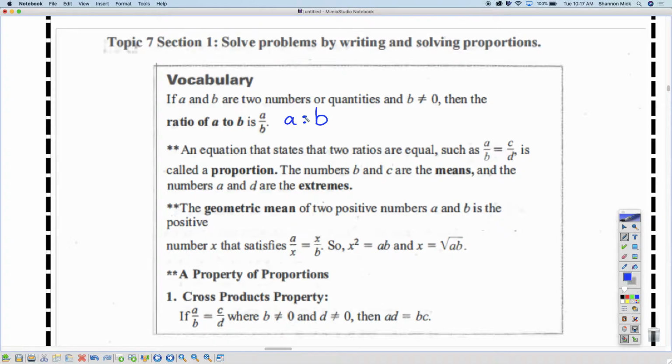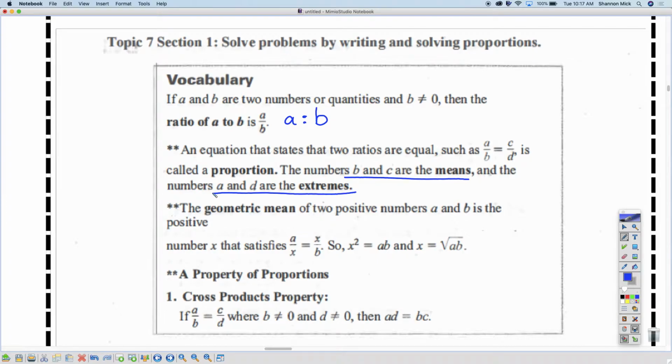Any equation that states that two ratios are equal, such as A over B equals C over D, is called a proportion. The numbers B and C are the means. You got that yesterday, right? And A and D are the extremes. So you need to remember that. Part of your assignment is like the mean of the something means.